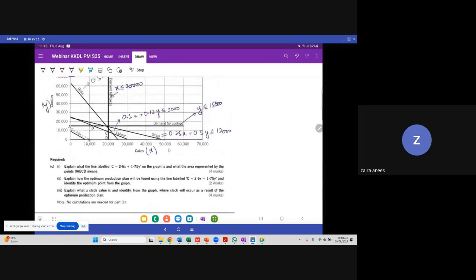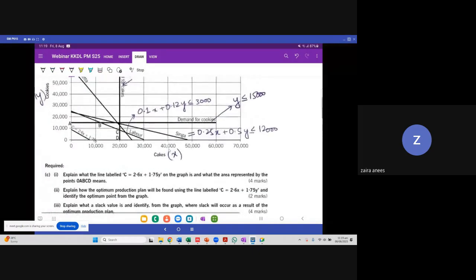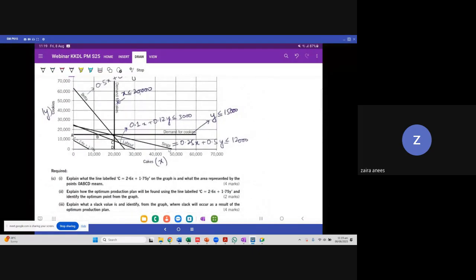Now what is the first requirement? The first requirement is quite simple. Explain what the line labeled C equals 0.26 of x plus 1.5y on the graph is. This is the first requirement. And what is the area represented by the points A, B, C, D.